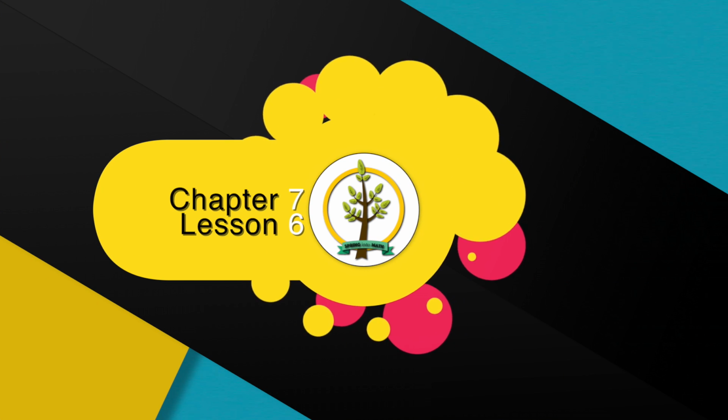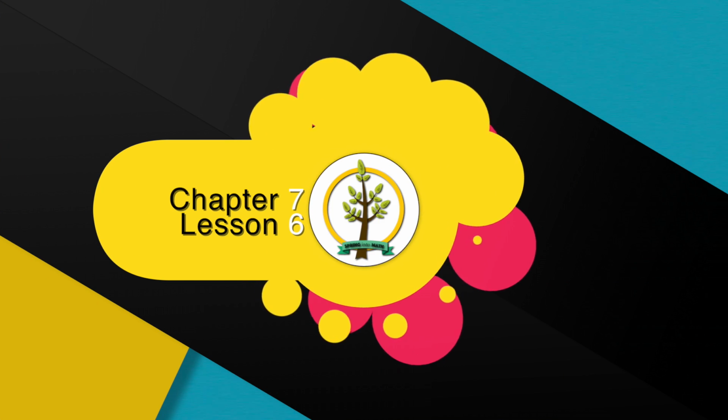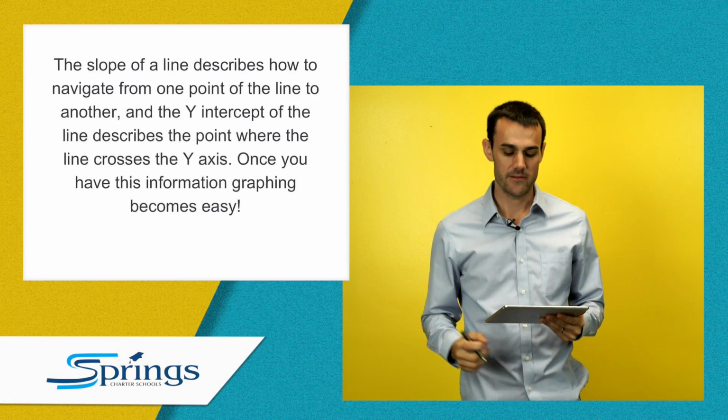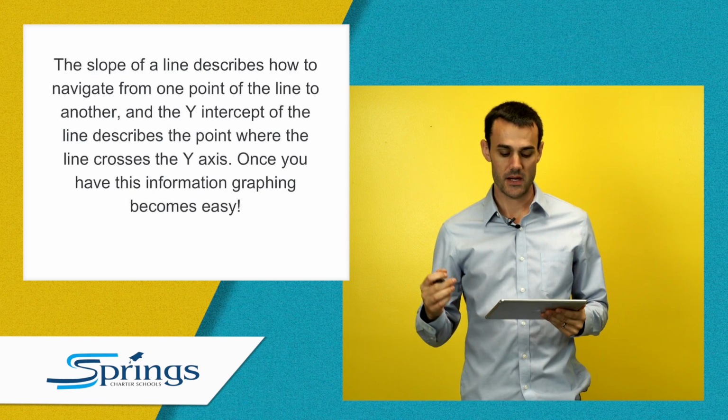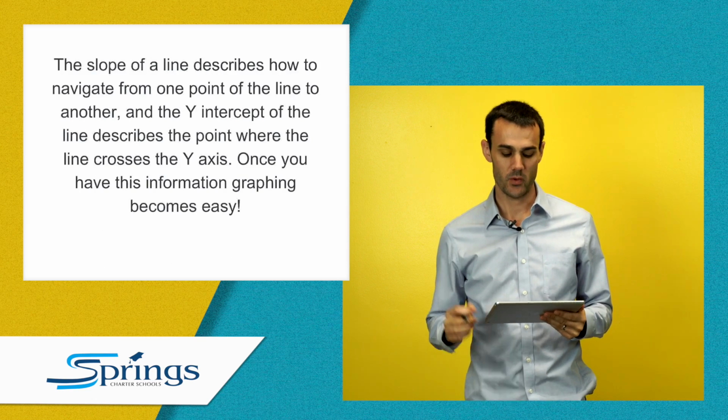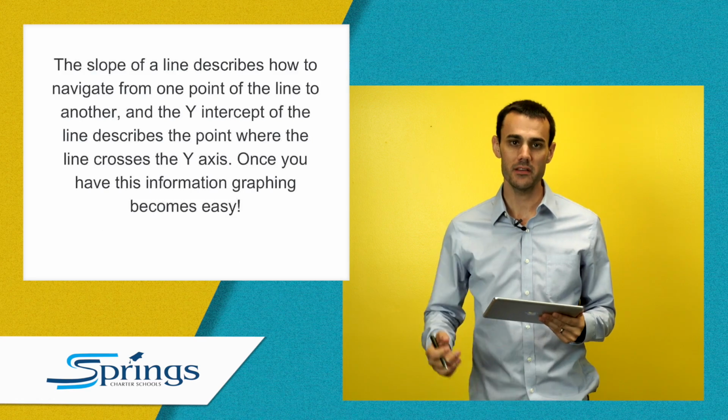I'm Mr. Burns. Today's lesson is about graphing linear equations using the slope-intercept form. The slope of a line describes how to navigate from one point of the line to another. And the y-intercept of the line describes the point where it crosses the y-axis. Once you have this information, graphing becomes really easy.